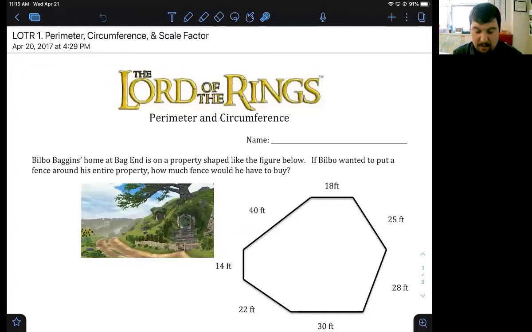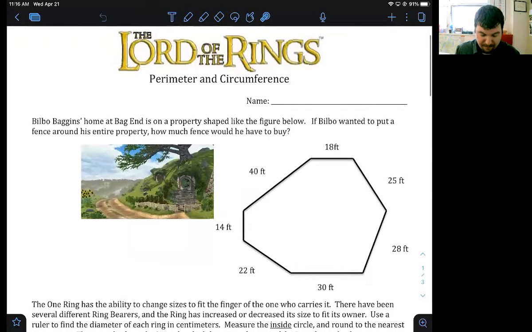All right, guys, this is the first Lord of the Rings worksheet. It's over perimeter and circumference. And then on the back side, we're going to talk about scale and scale factors. So for the first problem here, we have Bilbo's home at Bag End. You're asked to find the perimeter.